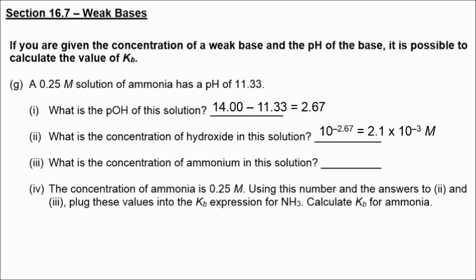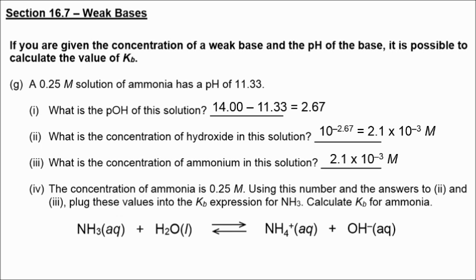And based on the dissociation reaction involving the weak base, there should be a 1-to-1 molar relationship between the hydroxide and the ammonium. So in the balanced chemical equation, there's 1 mole of ammonium produced for every 1 mole of hydroxide. So that concentration of ammonium is the same as hydroxide. Now we have 0.25 moles per liter for the concentration of ammonia. We already know the concentration of ammonium and hydroxide. So 0.25 minus X, in this case, minus 2.1 times 10 to the negative 3, gives us a concentration of ammonia at equilibrium of just slightly under 0.25. So 0.2479. If you rounded that number off to 2 sig figs, it would still be 0.25.